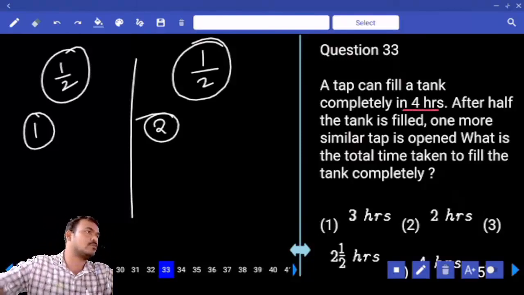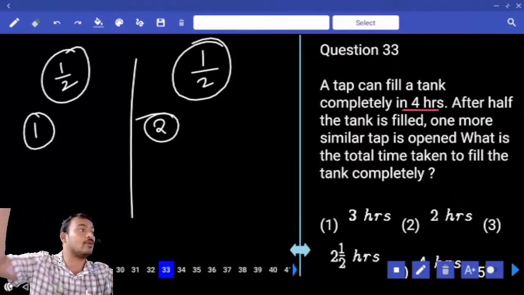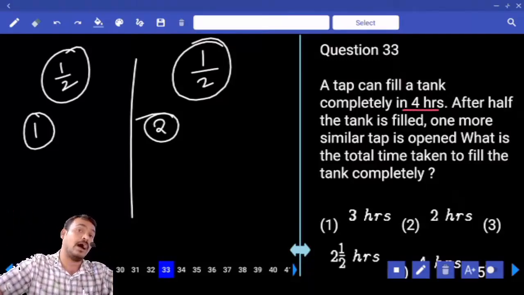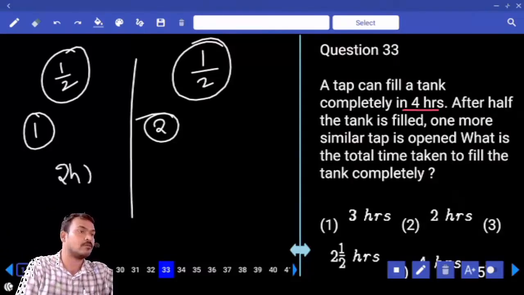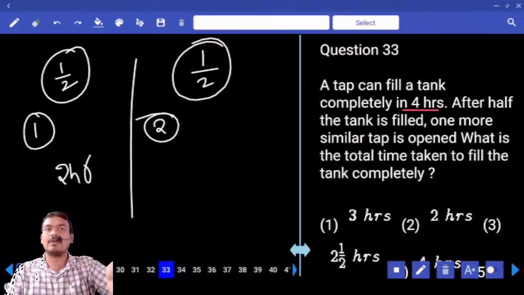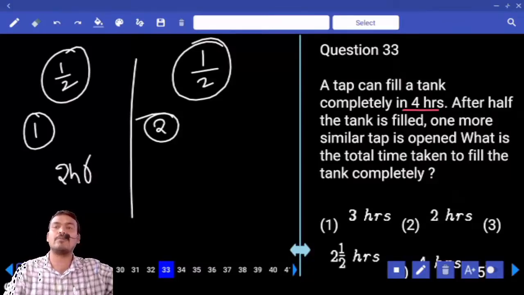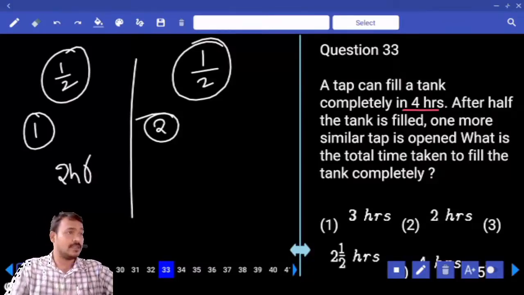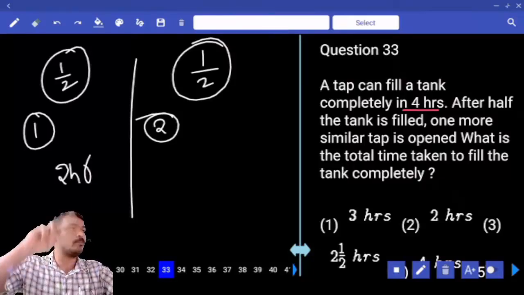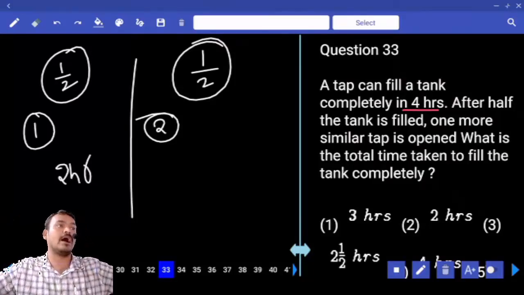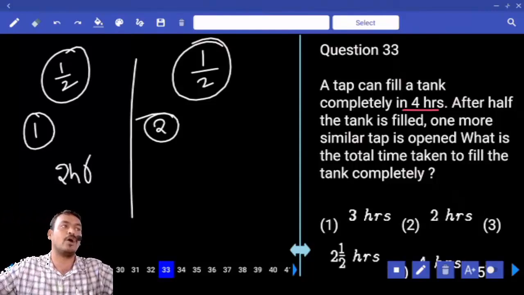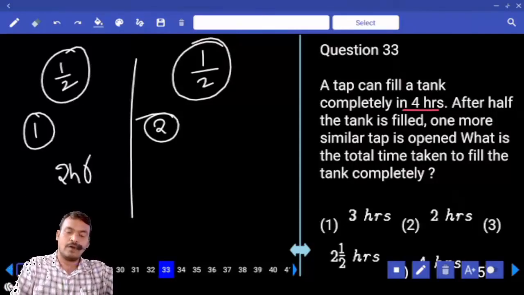A pipe can fill the tank in 4 hours. Means the total tank is filled by a pipe in 4 hours. Then half the tank is filled by that pipe in how much time? 2 hours. Half the tank is filled by 1 pipe in 2 hours. With the same efficiency, 2 pipes are working on the remaining half tank. How much time is taken? 1 hour.